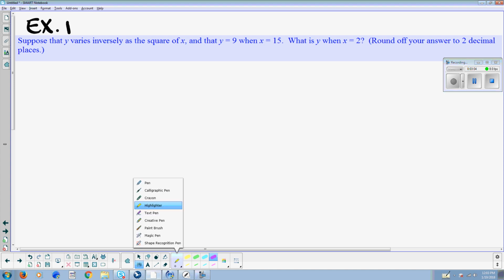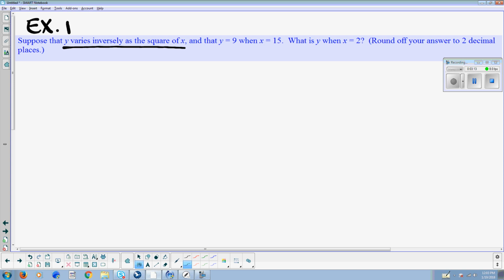So I'm going to try to help you decipher this and see how a formula comes out of this. Okay, y varies inversely as the square of x. That's describing our formula. Y varies inversely means y equals, inversely means k divided by, as the square of x. The square of x is x squared. So step 1, my formula is y equals k divided by x squared.